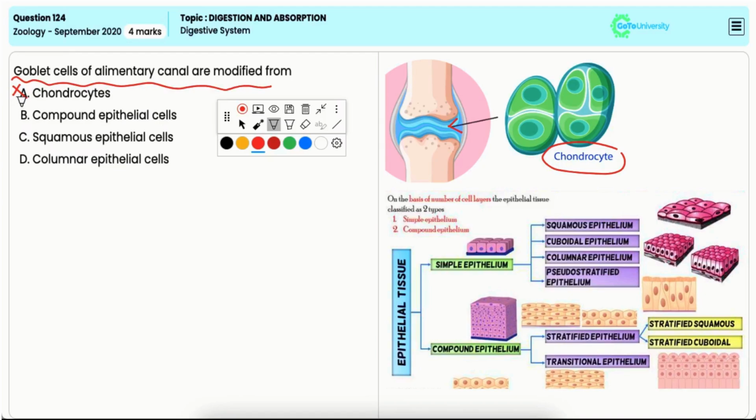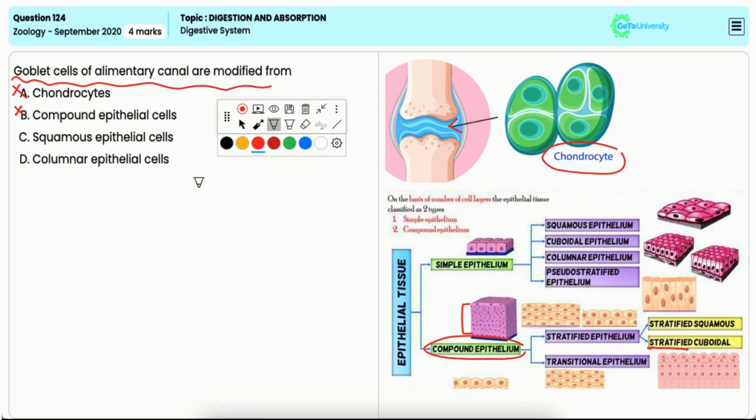This is also incorrect, as compound epithelial cells refers to layers of cells that make up the complex epithelium, for example, stratified epithelium. But goblet cells are not derived from this.